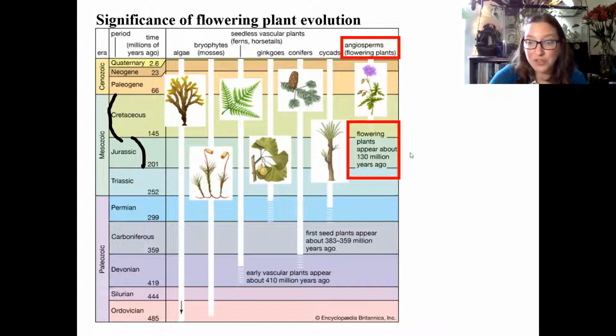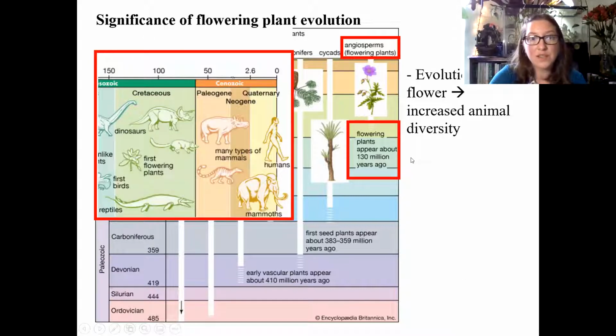And why that's interesting is because around 130 million years ago, based on the fossil record, is when we saw a huge increase in animal diversity. And this is tied into the diversification of the flowering plants. So you can think of it as, look, it shows you here. You have dinosaurs and things like that and birds. Then the first flowering plants show up.